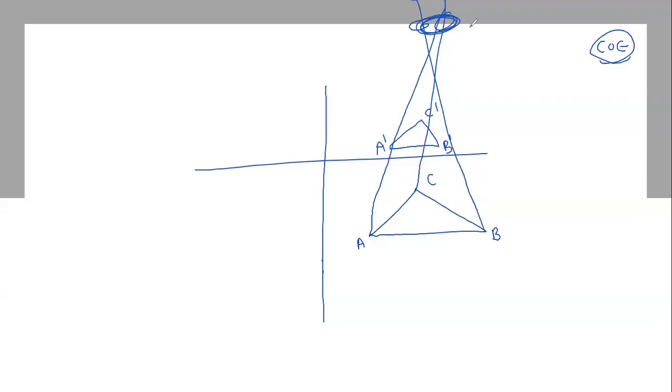Now, to obtain the scale factor, you can measure the distance from the center of enlargement to the object, then measure the distance from the center of enlargement to the image. Then you divide the distance from the center of enlargement to the image by the distance from the center of enlargement to the object.